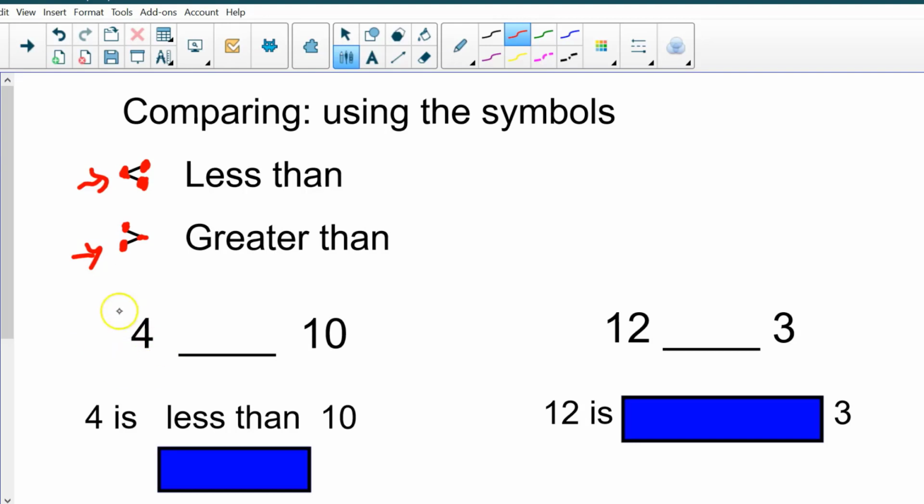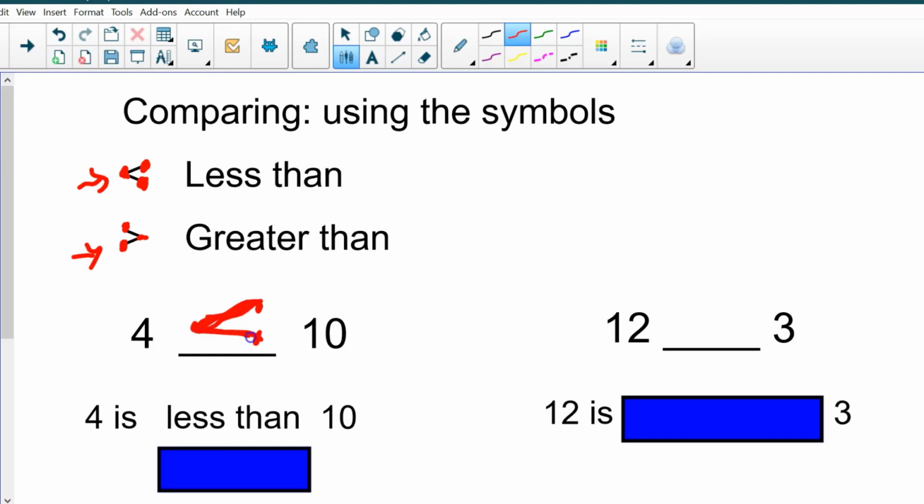So let's look at our first example, 4 and 10. Well, we know 4 is less than 10, so I'm going to put 1 dot by the 4, since I know that's the smaller number, and I'm going to put 2 dots by the 10, since that is the bigger number, and I know that 2 is bigger or greater than 1, right? So I have 1 dot by the smaller number, 2 dots by the bigger number. And then you connect the dots to make your inequality symbol.